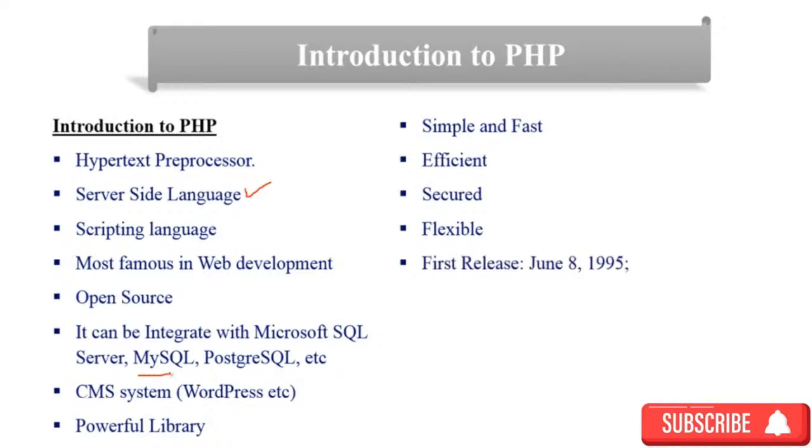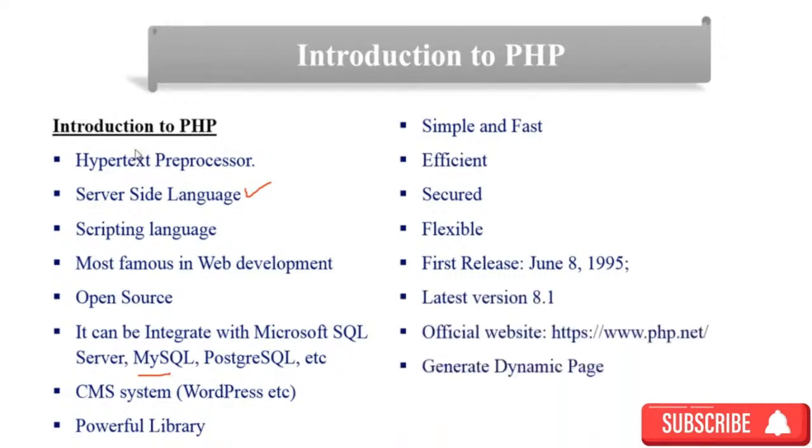The first release of PHP was on June 8, 1995, and the latest version at this time is 8.1. We can also generate dynamic pages. You know that there are two types of websites, static websites and dynamic websites. A dynamic website generates content dynamically. You can generate dynamic pages and dynamic content using PHP.